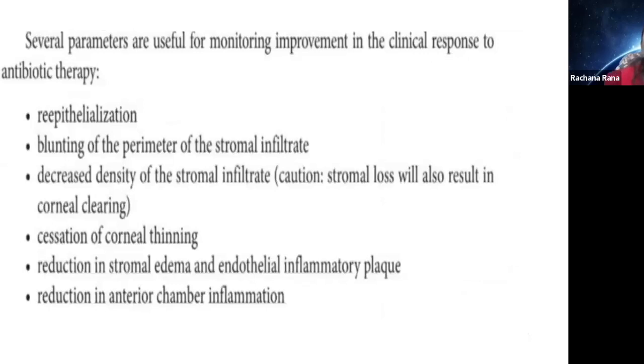So what are the indicators that the corneal ulcer is doing well? If it's better, we can still wait for the patient. These are several parameters which monitor the improvement: reepithelialization, blunting of the perimeter of the stromal infiltrate, decreased density of the stromal infiltrate, cessation of corneal thinning, reduction in stromal edema and endothelial inflammatory plaque, and reduction in anterior chamber inflammation. These are the parameters that the residents should follow for follow-ups. These are very important for follow-ups.